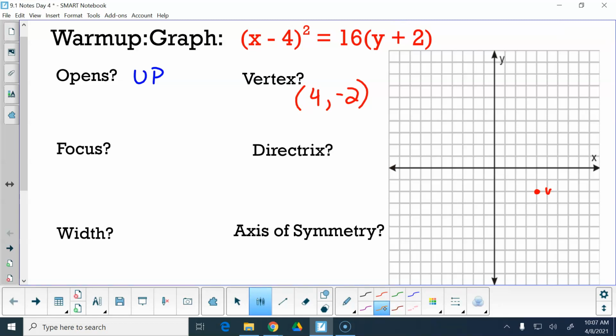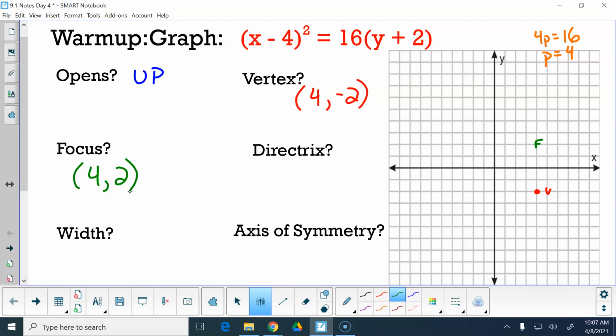So what's 4P? 4P is 16, because that's the non-squared variable coefficient. So that gives me a P value of 4, correct? Yes. Okay. So if I want to find the focus, I'm going to do what from my vertex, and how many? We're going to move up 4 points. Up four blocks: 1, 2, 3, and 4. And there is my focus. So that focus would be at the point 4, 2.